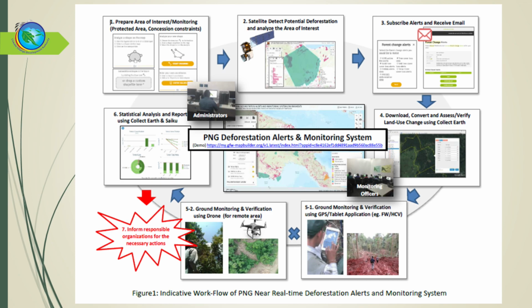Step 5 in the methodology is ground monitoring and verification using GPS or Android applications, and ground monitoring and verification using drones for remote areas. Step 6 involves statistical analysis and reporting using Collect Earth and Saiku, and finally, Step 7, which is informing responsible organizations for the necessary actions.